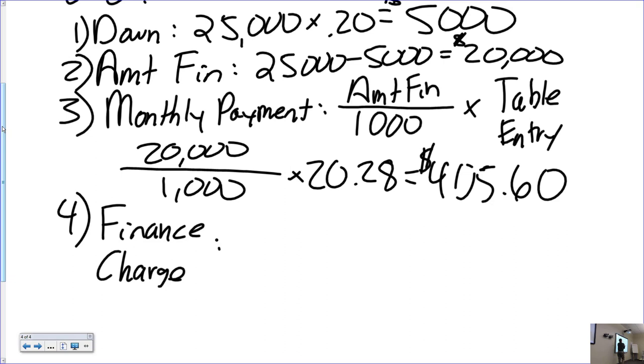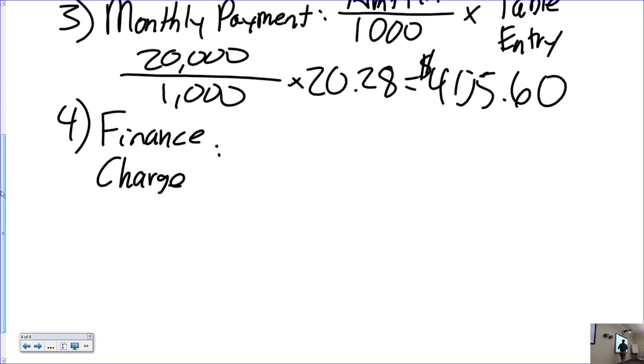Well, that's how much I borrowed. How much am I going to pay? How'd you figure that out? Well, 405.60 times 60. Why did you do that, Steve? Well, because it's per month, and the length of the loan is 60 months, so there you go. This is how much you actually are going to pay for the financing, right? You're going to pay $405.60 for 60 months.